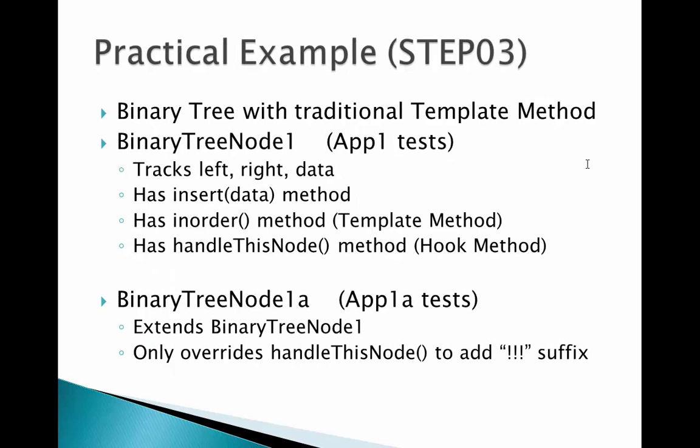So now let's think about a really practical example instead of talking about dogs and direwolves. Let's say that we have a binary tree. This binary tree implementation is going to be the same one I did with template method and strategy a while back. But I'm going to take this binary tree, and what we want to try to do is change the behavior of what happens when you walk that binary tree. We're going to use a traditional template method, but we're going to see that there's a problem with this and how it ends up working.